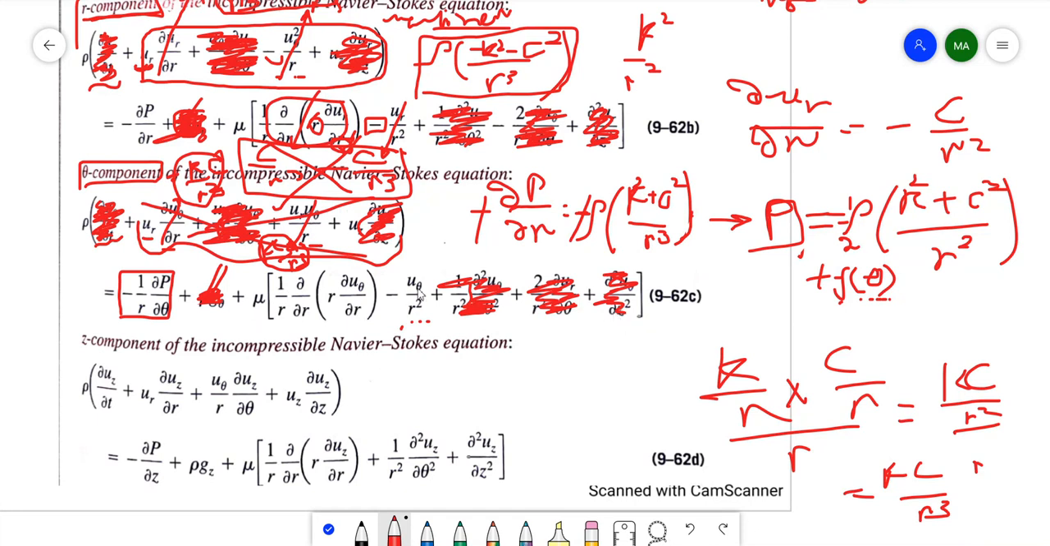The viscous forces for now, we have U theta over R squared. What is U theta? U theta is K over R, divided by R squared, so it is going to be R cubed. We have a minus outside. Do the same exact thing as we did before here. So you take the partial of U theta with respect to R. What is it going to be? It is going to be minus K over R squared multiplied by R.